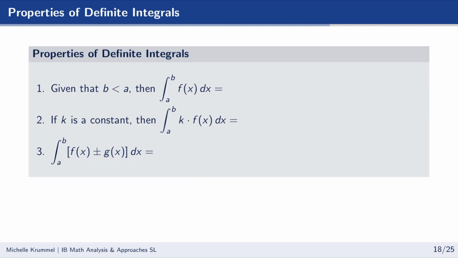A few more properties here. If b is less than a, so we just talked about this one. If b is less than a, and you're integrating from a to b, then we can rewrite that as -1 times the integral from b to a, f of x dx. So again, you can flip your bounds and then just multiply by -1. If k is a constant, so here k is a constant multiple, we can factor out the constant multiple. So we've seen that already as well.